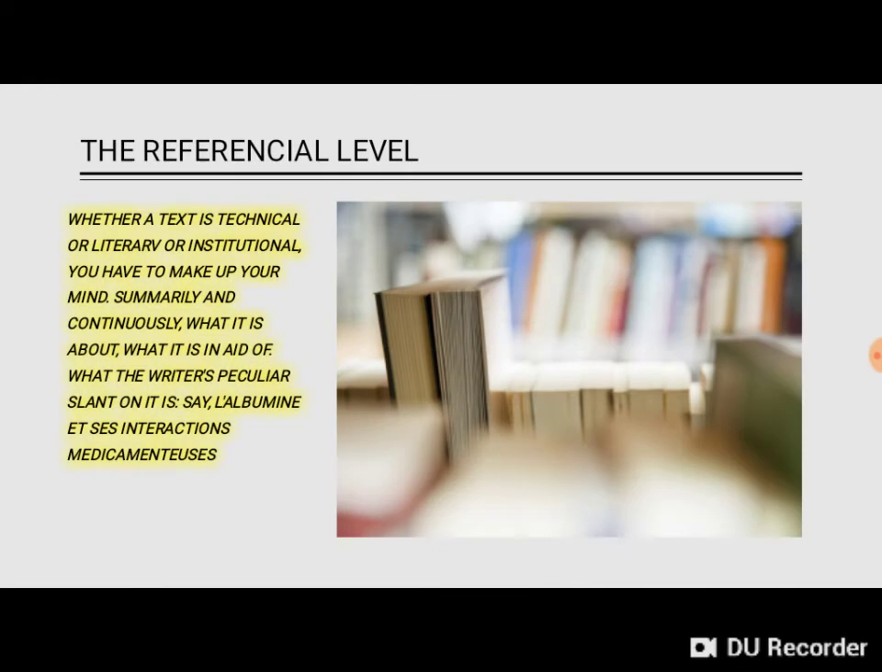Then we have the referential level. You should not read a sentence without seeing it on the referential level, whether a text is technical or literary or institutional. You have to make up your mind summarily and continuously what it is about, what is said of it, what's the right particular stand on it.